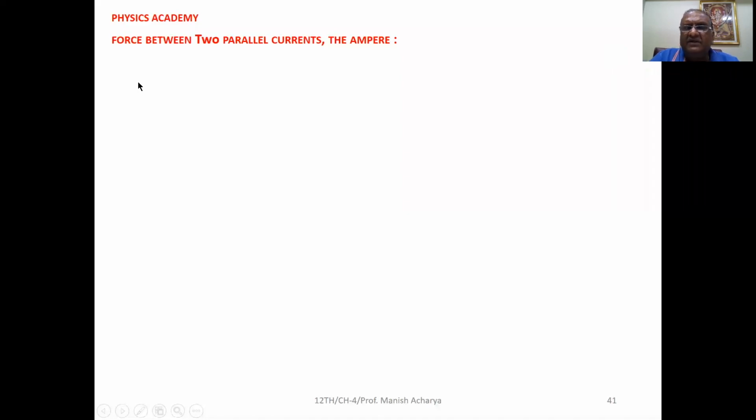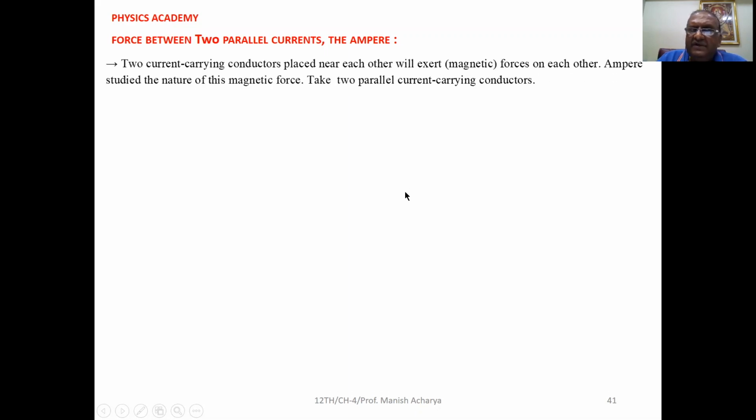Then after the topic, that is force between two parallel currents and the definition of ampere current. Now see here, if two conductors which are parallel and both are carrying current, then they exert the magnetic force on each other. Scientist Ampere studied this thing.